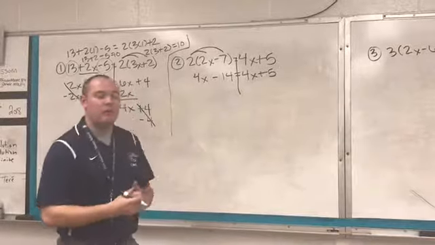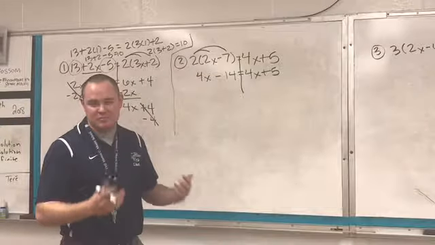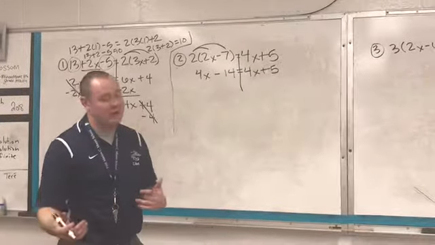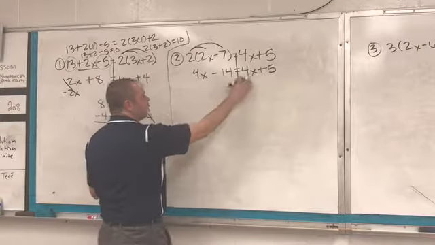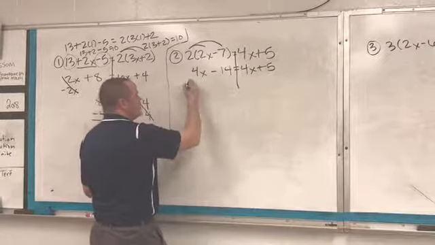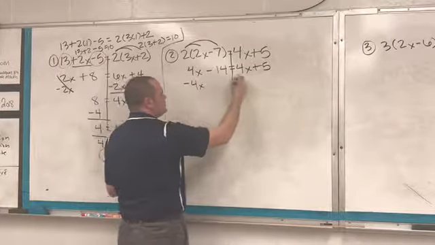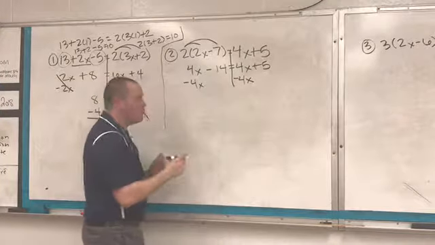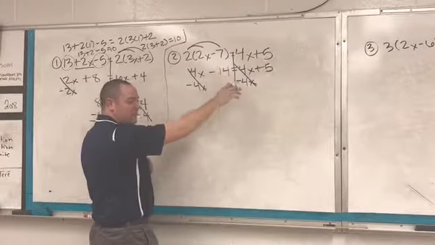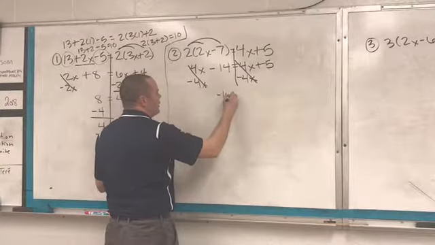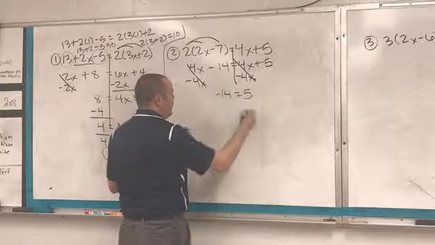Now, typically what we want to do is get rid of our smallest x value or get rid of any x value. But if we notice here, I have 4x on both sides. So let's just kind of go through the motions. Let's say I were to take away 4x from both sides. Both of them cancel out to 0. So now I'm left with negative 14 equals 5.